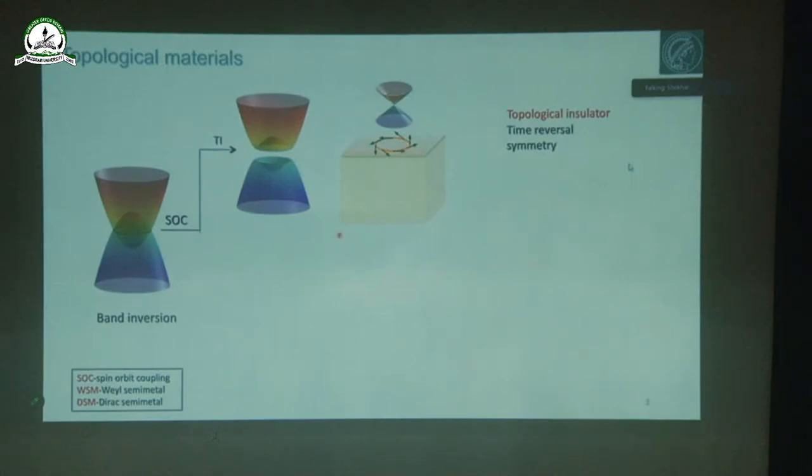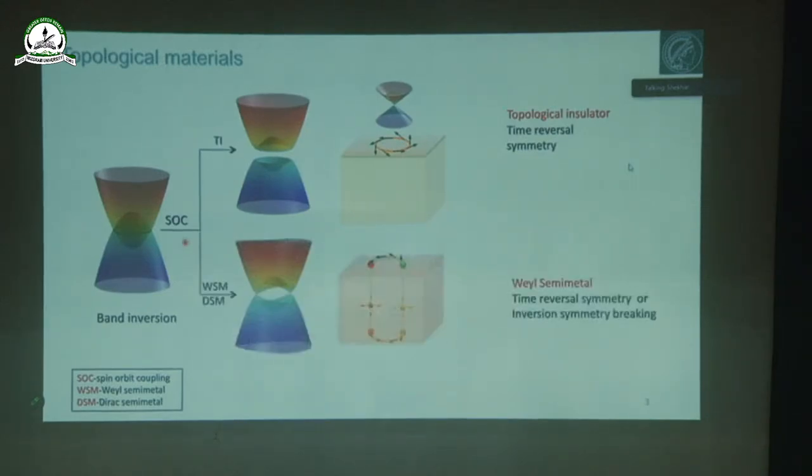the surface is metallic. But depending upon this spin orbit coupling, sometimes the band gap doesn't open fully. We have some accidental touching, like a metal, which we call a semi-metal, depending upon the accidental degeneracy. Normally, we have two up spin and two down spin states in the conduction band and valence band. So we have four-fold degeneracy, two from up spin and two from down spin.